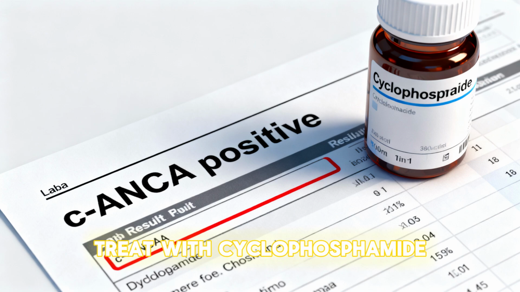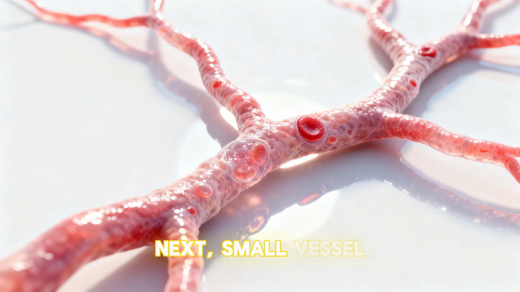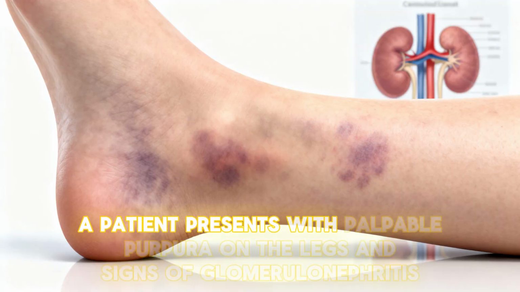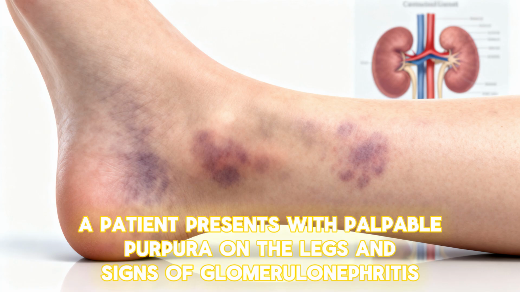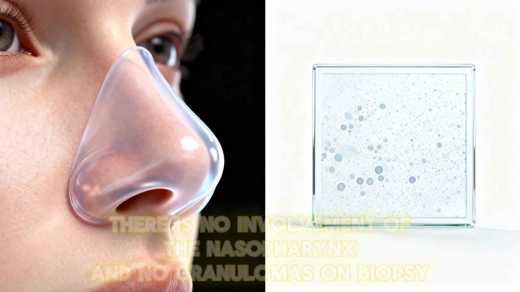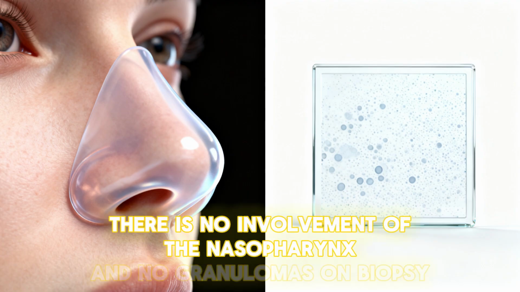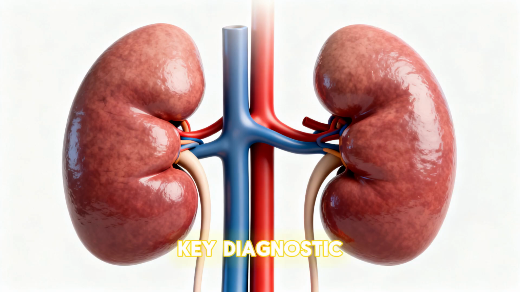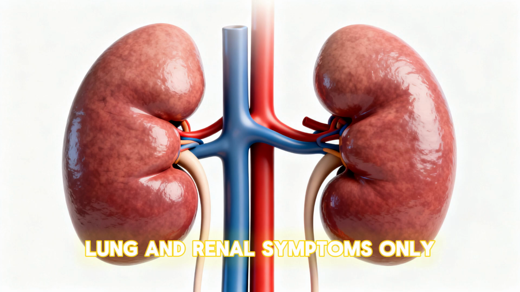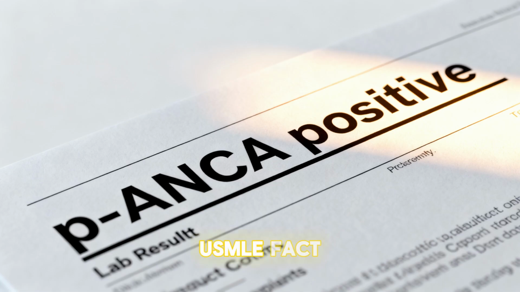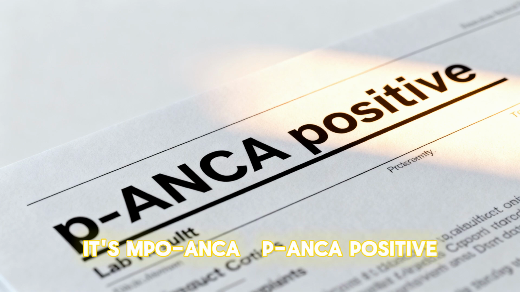Treat with cyclophosphamide. Next, small vessel, microscopic polyangiitis. A patient presents with palpable purpura on the legs and signs of glomerulonephritis. Unlike Wegener's, there is no involvement of the nasopharynx and no granulomas on biopsy. Key diagnostic: lung and renal symptoms only. USMLE fact: it's MPO-ANCA, p-ANCA positive.